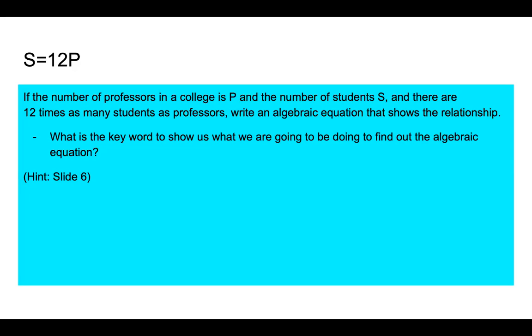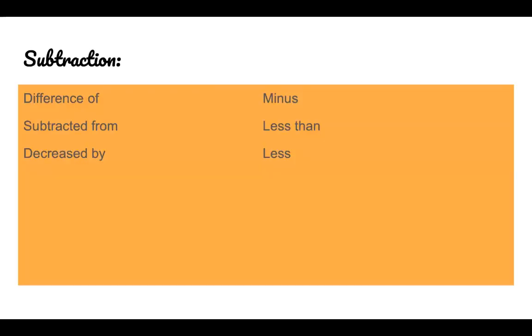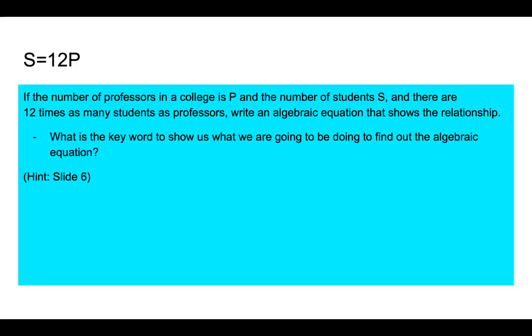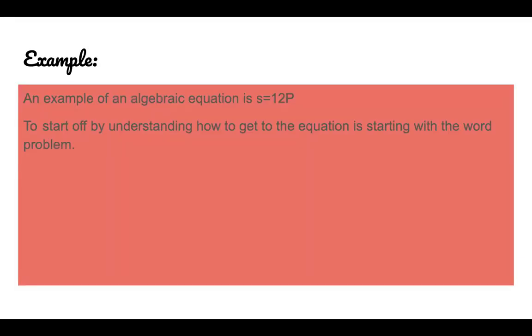So this is our example. If the number of professors in a college is P and the number of students is S, and there are 12 times as many students as professors, write an algebraic equation that shows the relationship. What is the key word to show us what we're going to be doing in the algebraic equation? If you are listening to me, you should know that slide 6 is going to tell you. If we go back to slide 6, it says times. I see times. So where does that go? Multiplication.